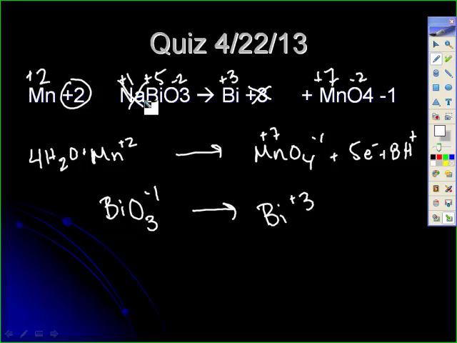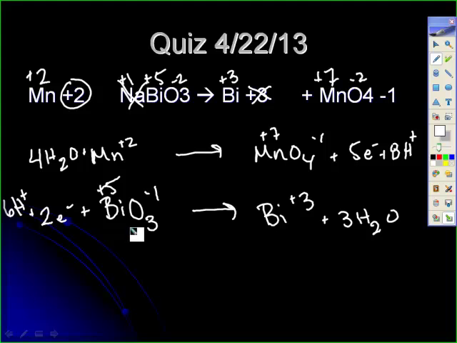I'm just realizing that your sheet doesn't have this, which is good. So BiO3 -1, and so it's going from a +5 to a +3, which means we're going to need to add to that, and the Bi's are already balanced. We're going to need to add to that 2 electrons on this side. We are short 3 oxygens, so I'm going to add 3 waters over here. And then, to balance my hydrogens, I'm going to add 6 H pluses.